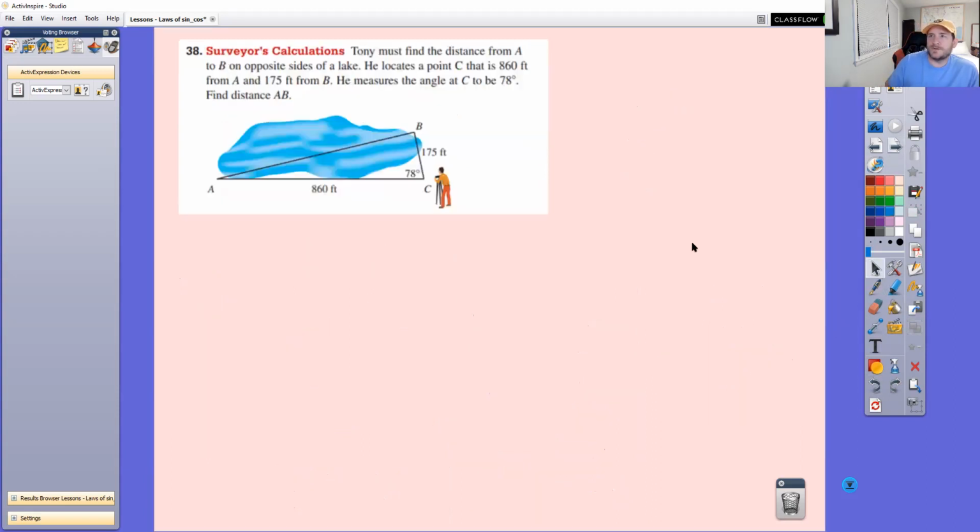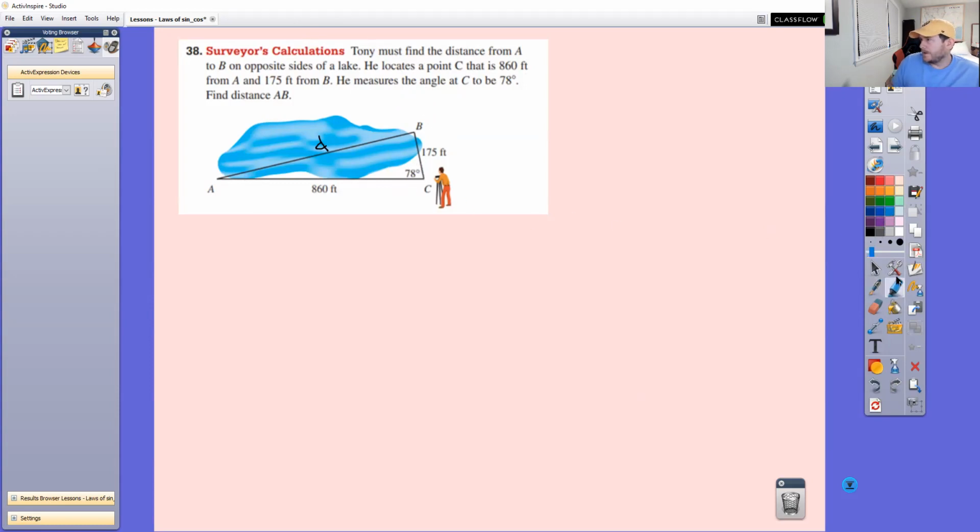Next, this one says Surveyors Calculations. It says Tony must find the distance from point A to B. So he's trying to find the distance across this lake. So if he has no boat, that's going to be hard for him. He locates point C, that is 860 feet from A and 175 feet from B, and he measures the angle at C to be 78. So find the distance AB.